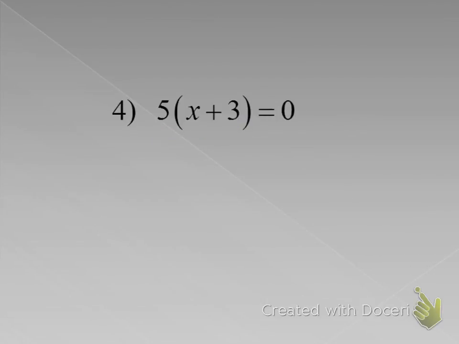Everybody feels okay? So we have a multiplication problem. We have 5 times (x plus 3), and that equals 0. So this is a perfect candidate for the zero product rule. What are the two things I'm going to set equal to 0? 5 and x plus 3. So either 5 equals 0 or x plus 3 equals 0.